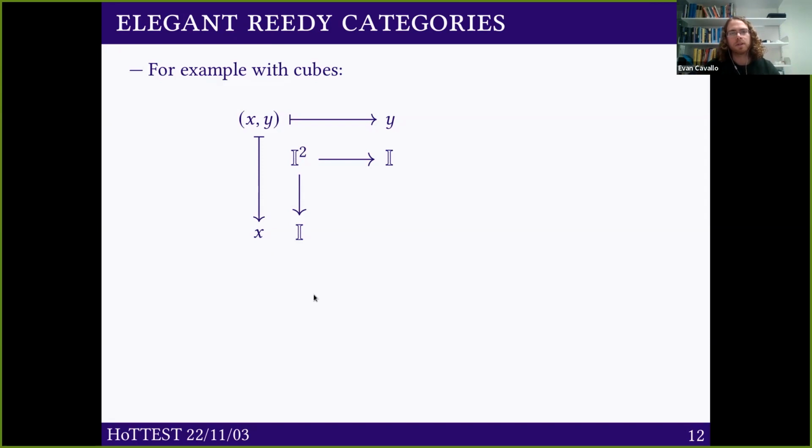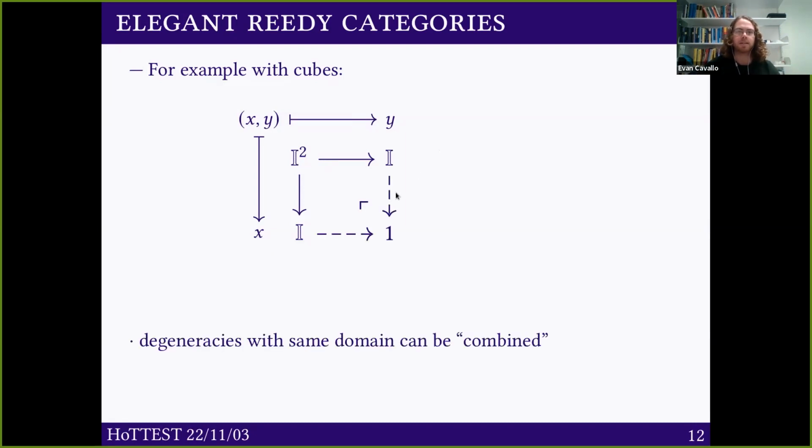And so the first condition in the definition of elegance is saying that this span has a pushout in the cube category. And in this case, the pushout of that span is the 0 cube, so just the terminal object in the cube category. And so the idea here is that whenever I have 2 degeneracies with the same domain, they have a kind of universal combined degeneracy. So the combination of squashing the 2 axes of the 2 cube is to squash the square entirely. And so then I would get down to a 0 cube.